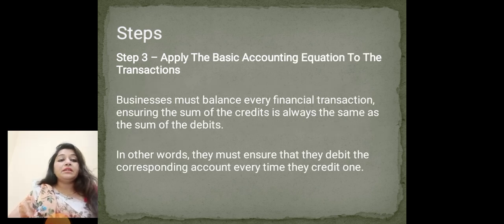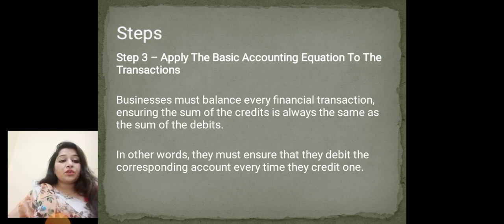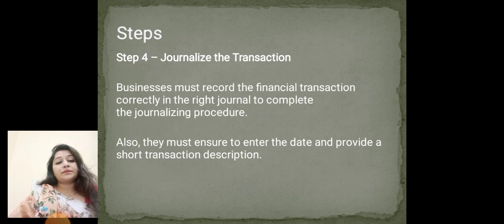Third step: apply the basic accounting equation to the transaction. Businesses must balance every financial transaction, assuring the sum of the credits is always the same as the sum of the debits. In other words, they must assure that they debit all corresponding accounts every time they credit one.